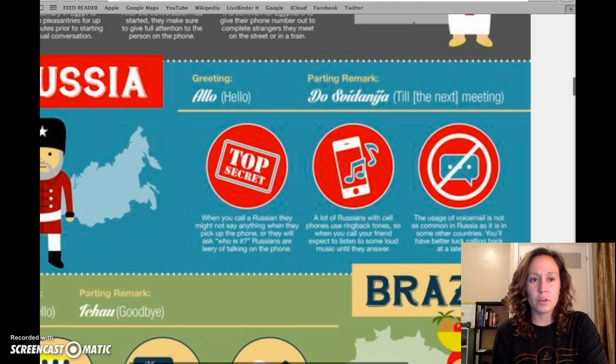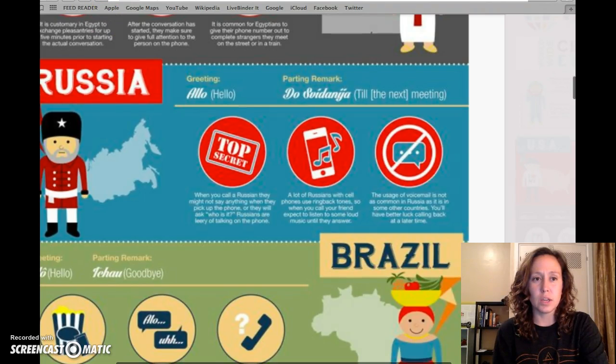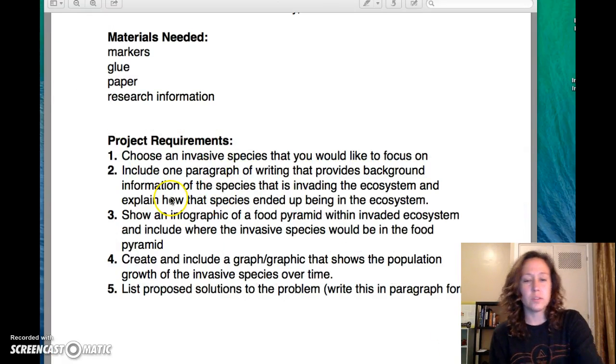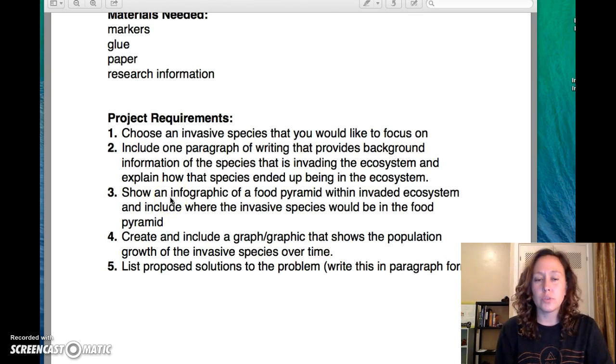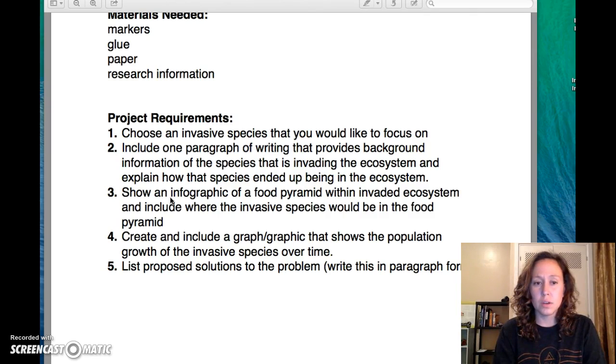So now that you have a better understanding of what an infograph is, let's continue looking at the requirements. On your infograph, you need to include one paragraph of writing that provides background information on the species that is invading the ecosystem and explain how that species ended up being in the ecosystem. Then you need to show an infographic of a food pyramid within the invaded ecosystem and include where the invasive species would be in the food pyramid.